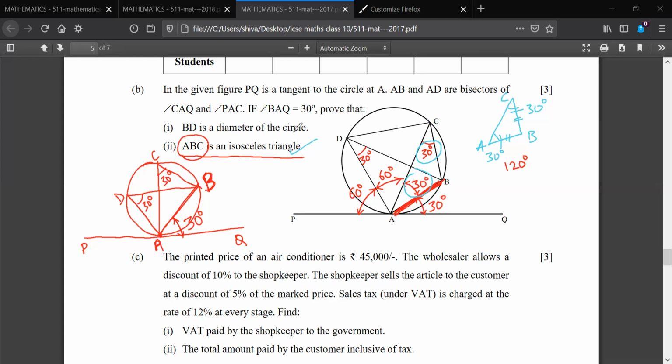And the first question is BD is a diameter. Now BD is a diameter. Of course, BD would be a diameter because if you see this angle, this angle is 60 plus 30 is equal to 90. This angle is 90. Therefore, BD is a diameter. Any doubt, Mr. Rudra? No, sir. Okay.